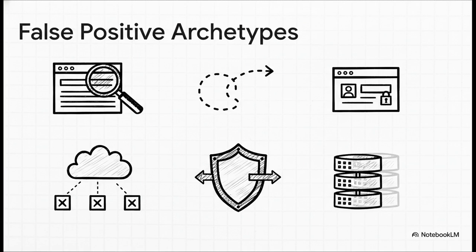WAF reflections. Oh, these are sneaky. This is when a WAF blocks your request and helpfully echoes part of your payload back at you, tricking your scanner. CDN edge sameness is that problem I had. One shared error page from a service like Cloudflare triggering the same finding on dozens of different hosts. And finally, cache ghosts, where you get a hit on some old, stale content that isn't even really there anymore.